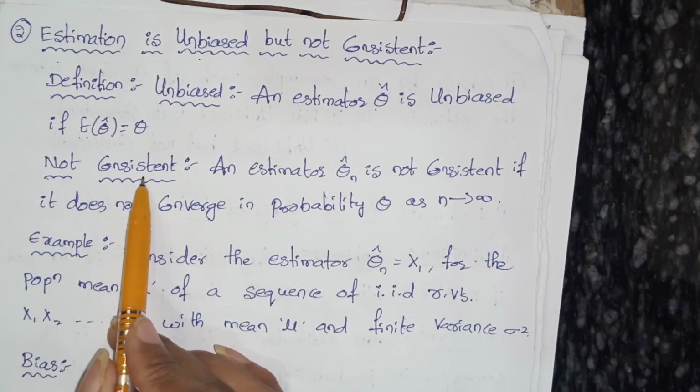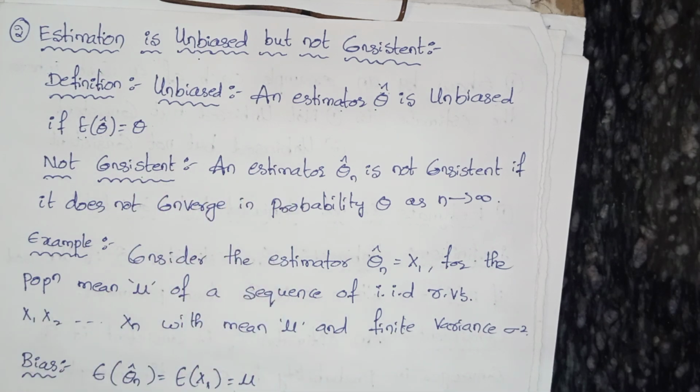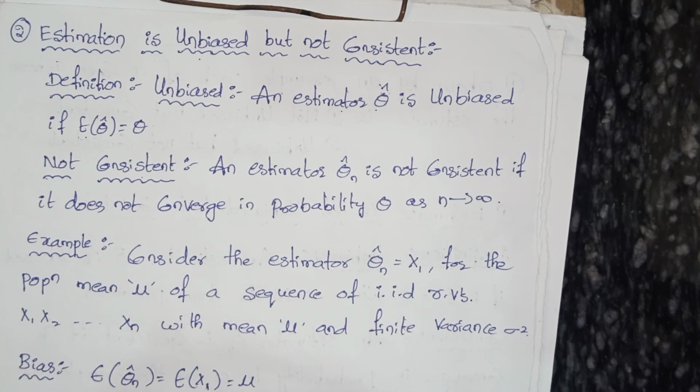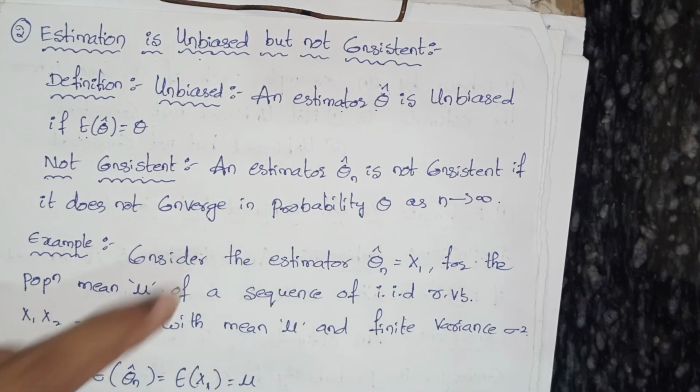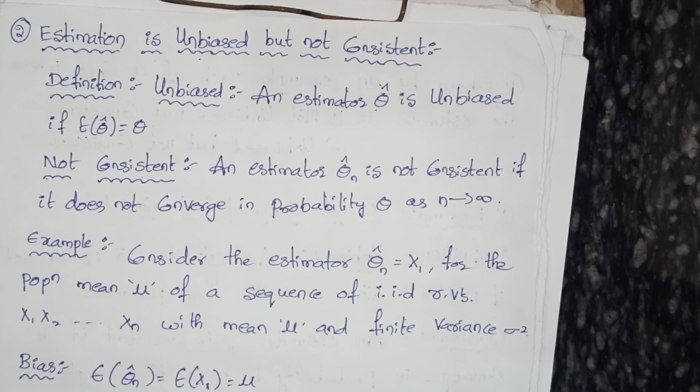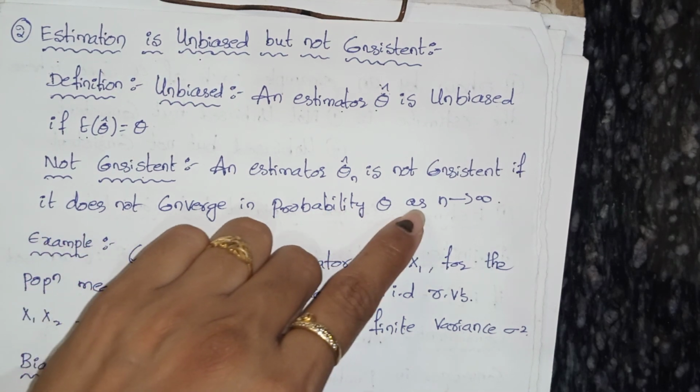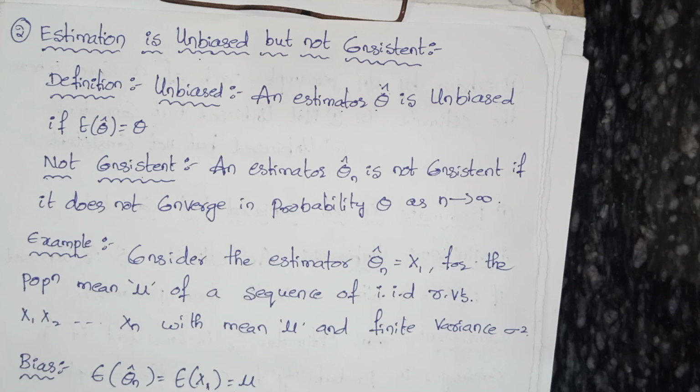Okay, so next, not consistent. Not consistent in the sense what? Yesterday we discussed that if you want to prove consistent, as n tends to infinity, that means as sample size increases, its value goes near to the population mean value. That means if you increase the sample size, the value will be near to the population parameter. But here we are speaking about not consistent. An estimator theta n is not consistent if it does not converge in probability as n tends to infinity. It does not go near to the value of the population parameter. That means if we increase the sample size, it doesn't change anything. That is called not consistent.